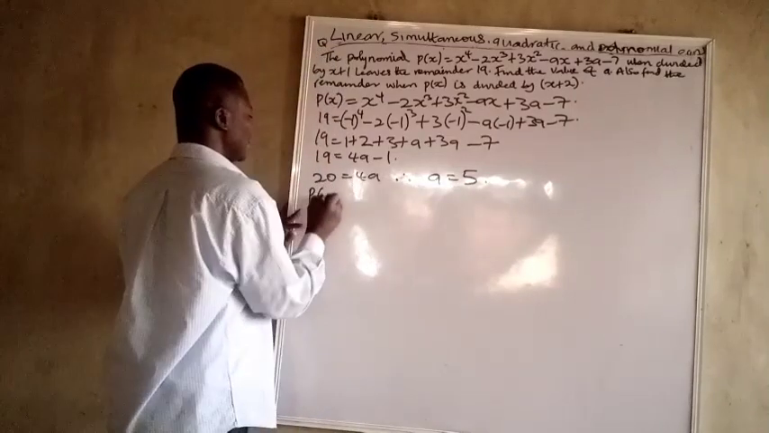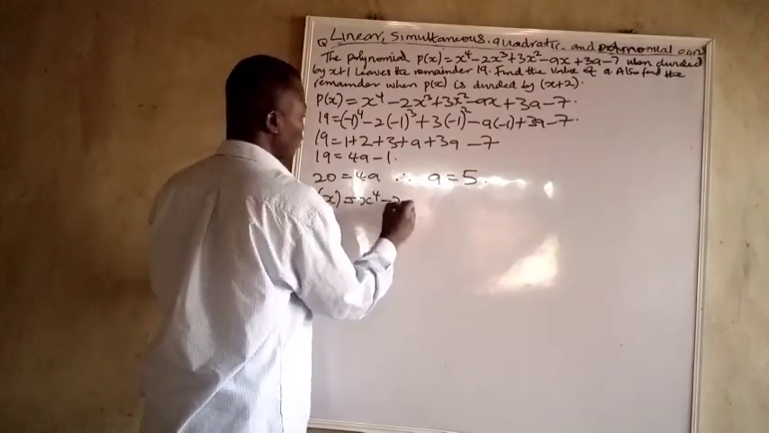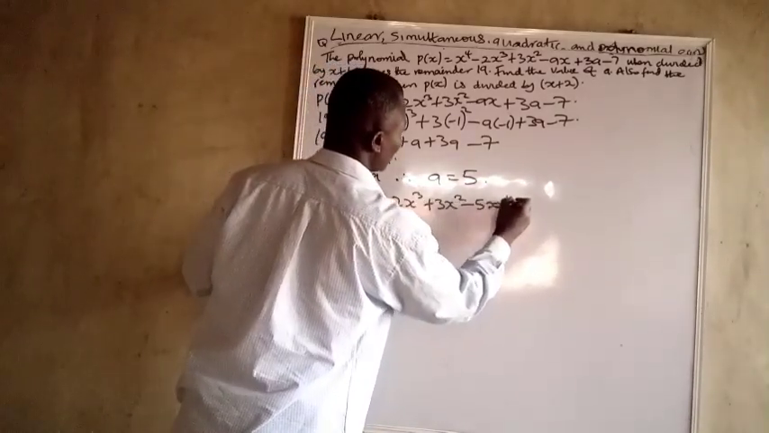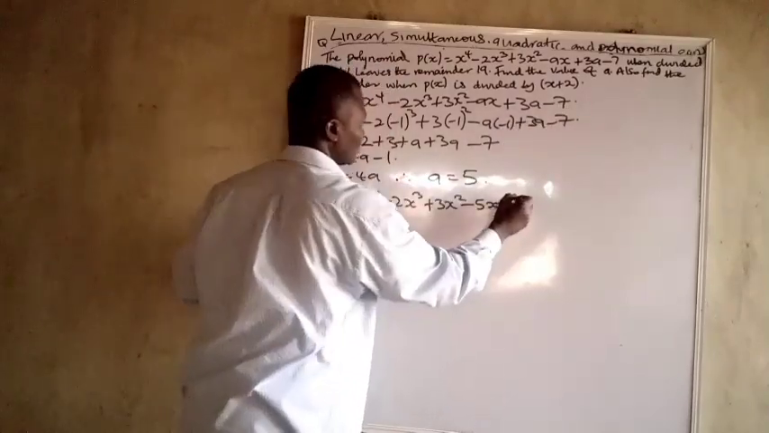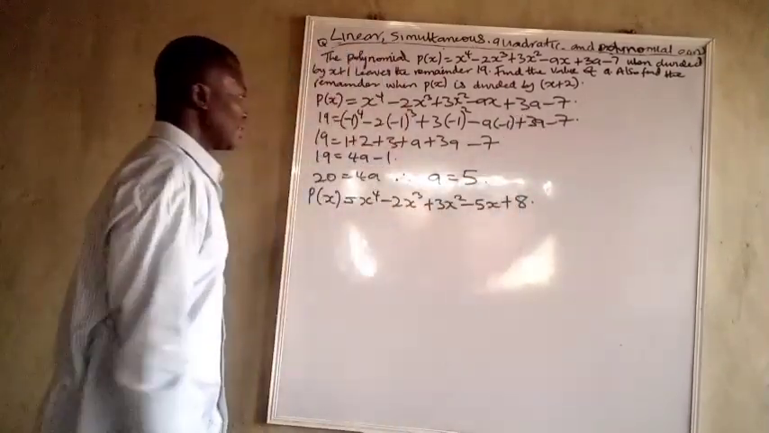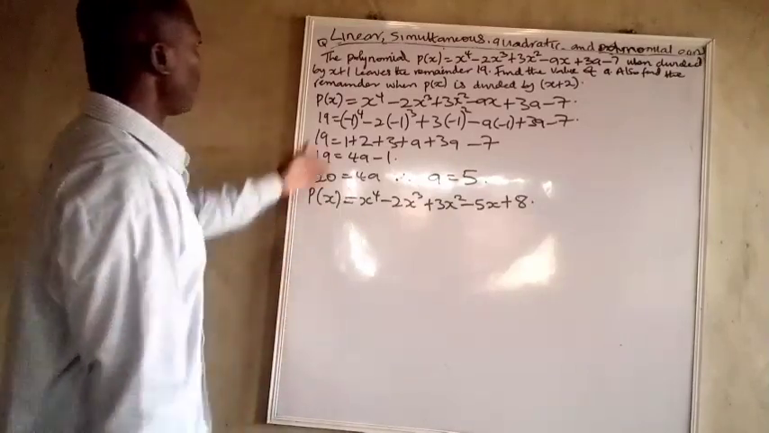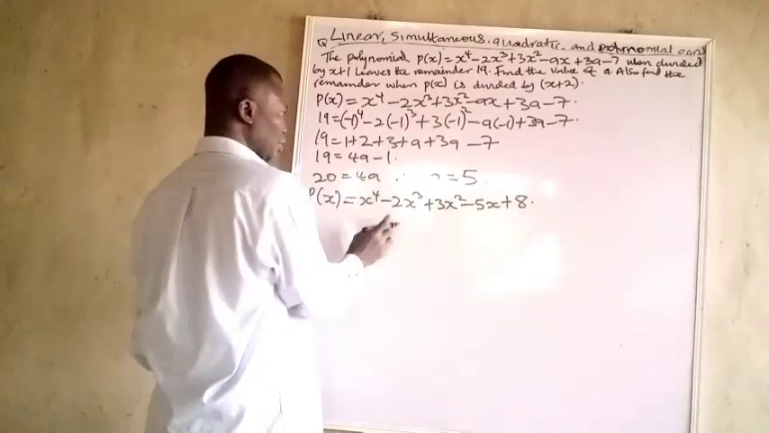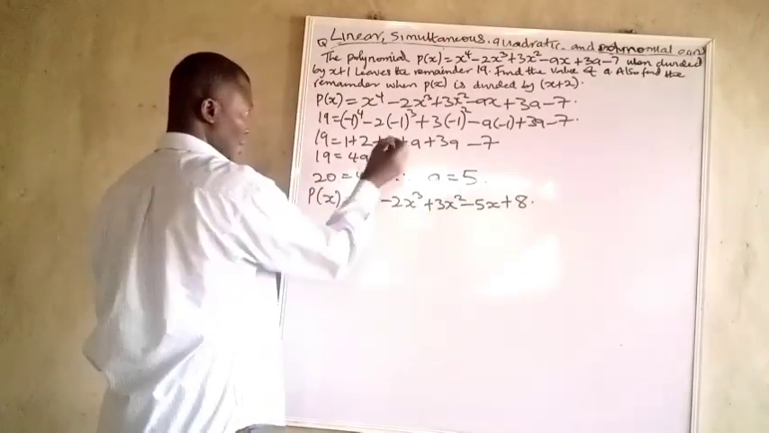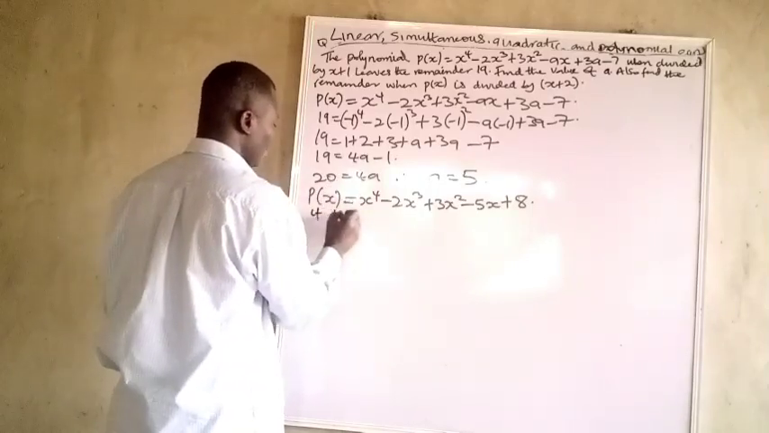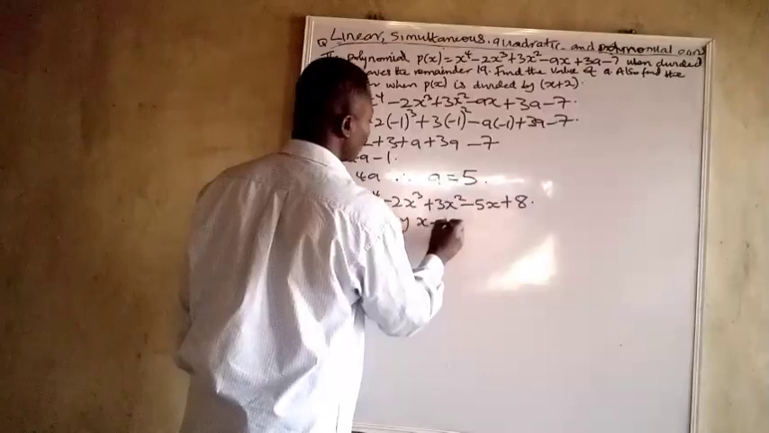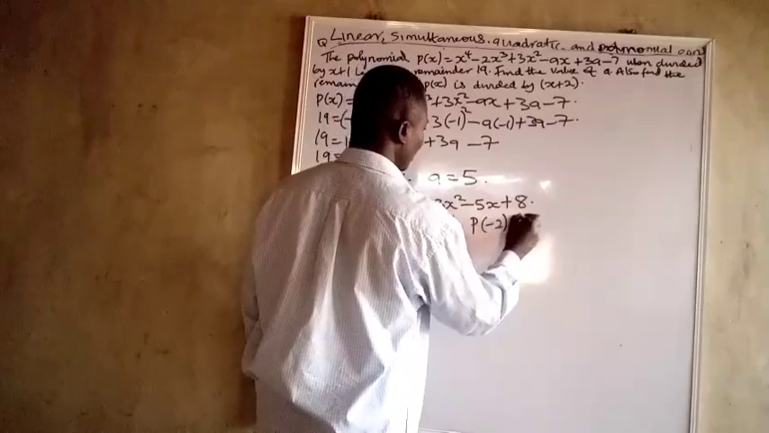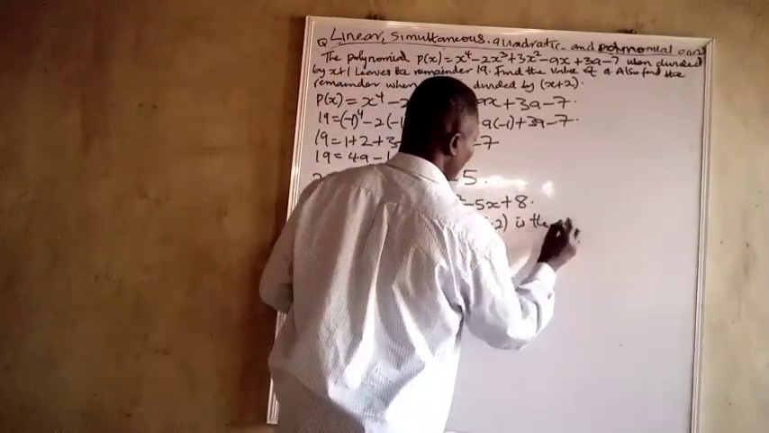So the expression will now be x to the power 4 minus 2x cubed plus 3x squared minus 5x plus 15 minus 7, that is 8. So you are now asked what will be the remainder when it is divided by x plus 2. That is, we substitute minus 2 into this equation by the remainder theorem. If divided by x plus 2, p of minus 2 is the remainder.